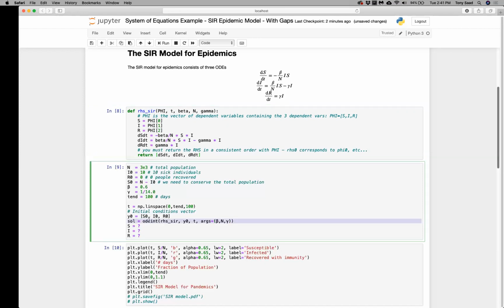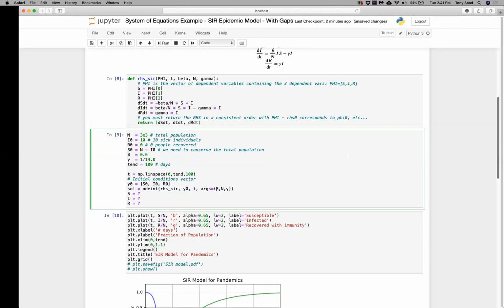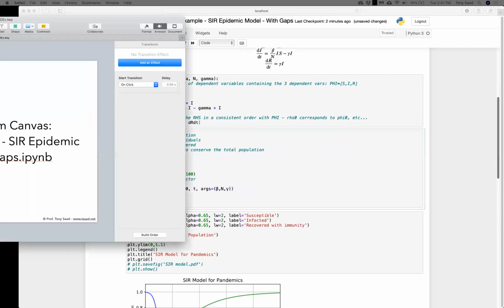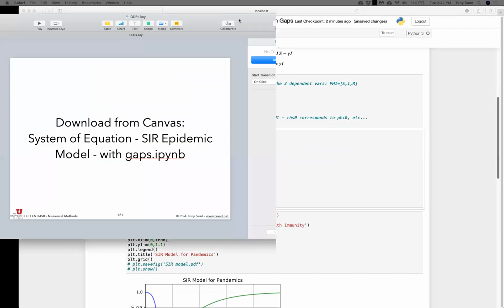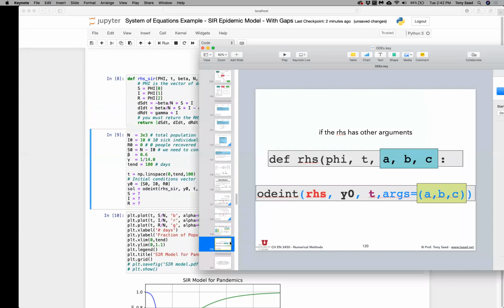All right, so now we go back to solution. Now that we've solved the system, we need to get S, I, and R and plot them. Here, we're so close, all right? So I just discussed this on the slide. So let's go back on the slide because we probably don't remember.